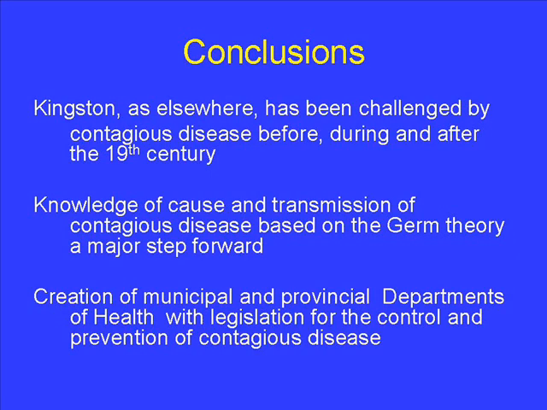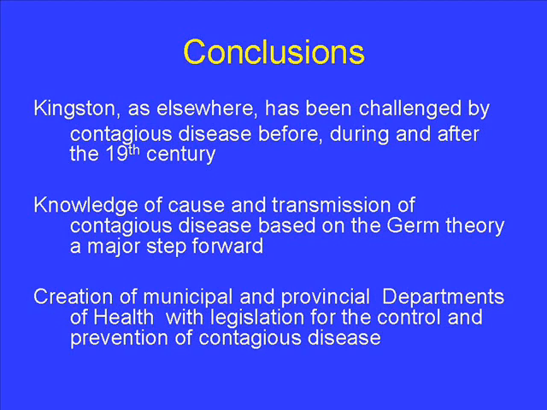Well, what can we conclude from this? Well, the first thing we conclude is that Kingston, as elsewhere in the world, has been challenged by contagious diseases before, during, and since the 19th century. The world has not changed. The remarkable thing that happened during the 19th century were a number of factors that led to the transformation of the hospital, of which probably the most important was the knowledge of the cause and transmission of contagious diseases based on the germ theory. This was a major step forward.